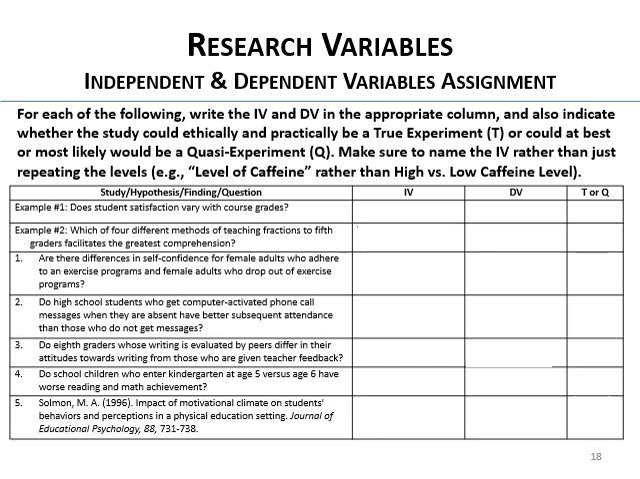So example 1, does student satisfaction vary with course grades? What is the independent variable in there? Well, the independent variable is the thing that we think differs as a function of the other thing, right? And we think student satisfaction varies as a function of course grades. So our independent variable is course grades. Our dependent variable is satisfaction.